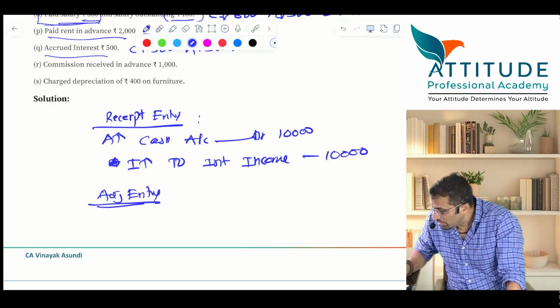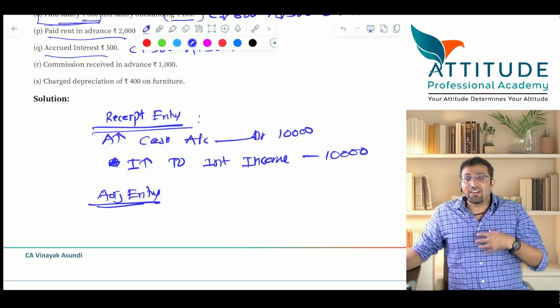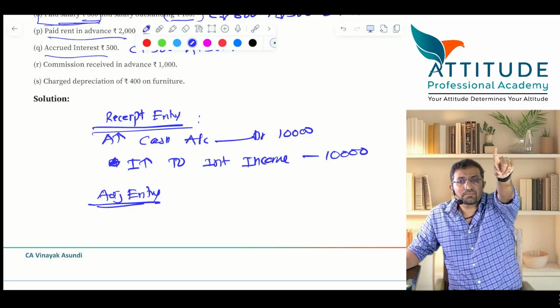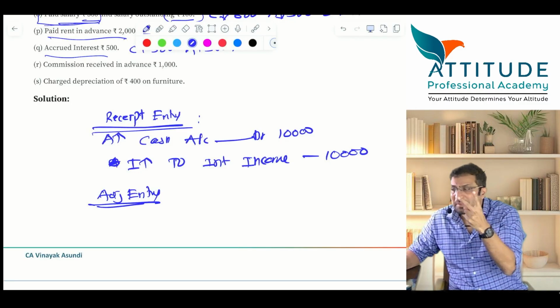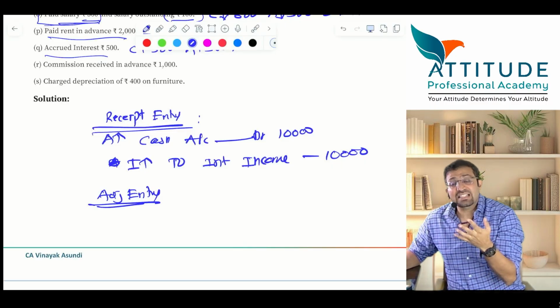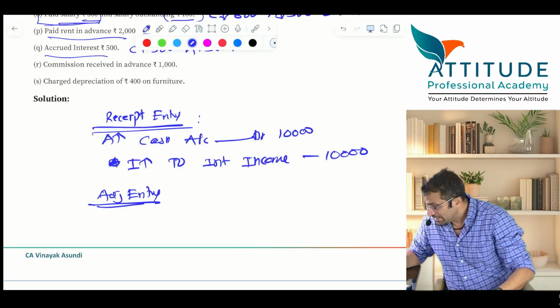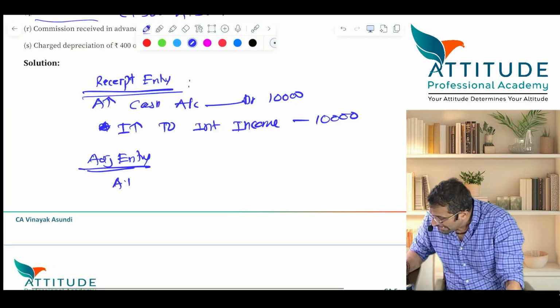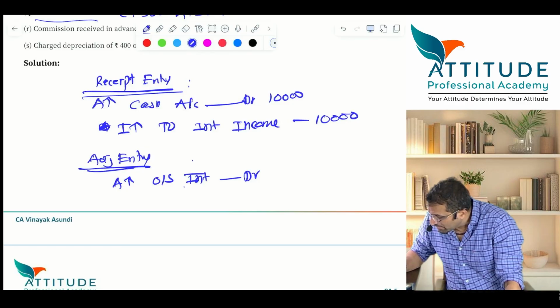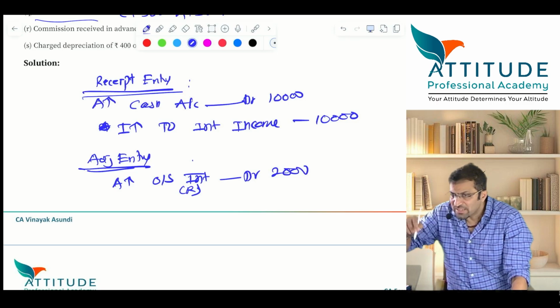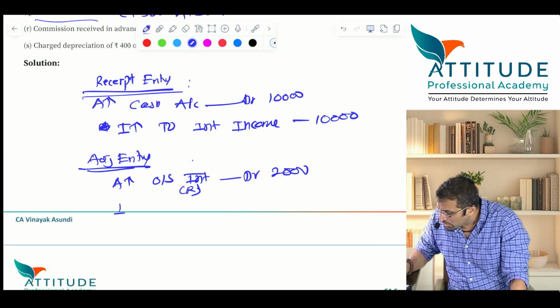Now the adjustment entry. Tell me the adjustment entry. I have earned 12,000, but I have received only 10,000, so the remaining 2,000 is receivable. Anything receivable is always an asset increase. Outstanding interest debit, this is receivable. How much? 2,000. And this 2,000 is an income or no? So income also increases. To interest income, 2,000.